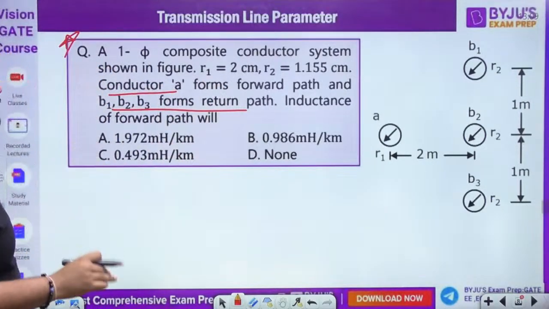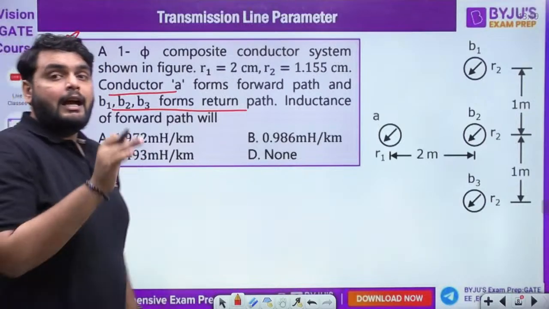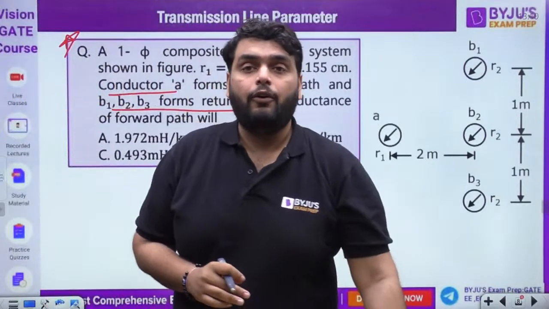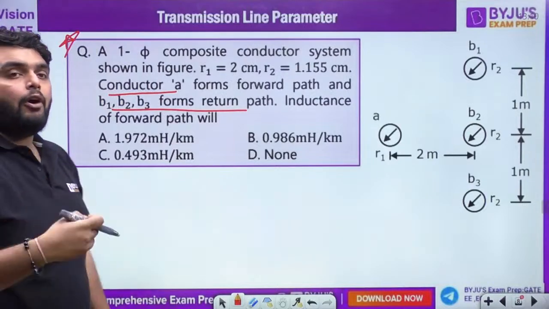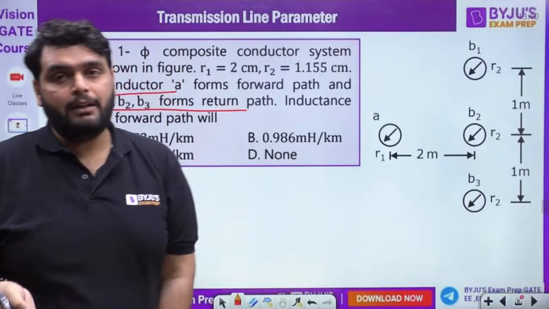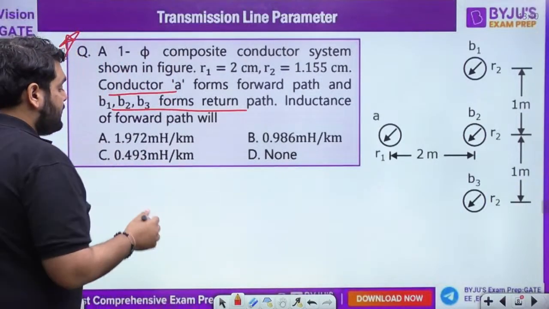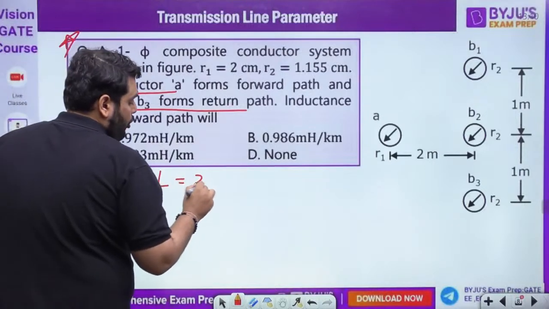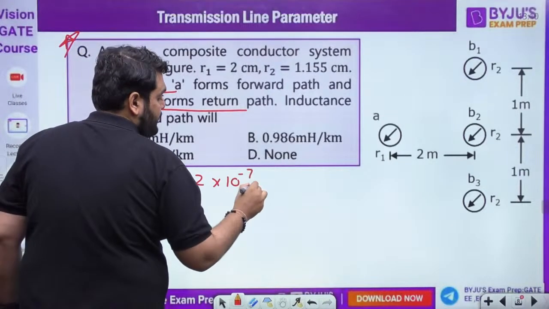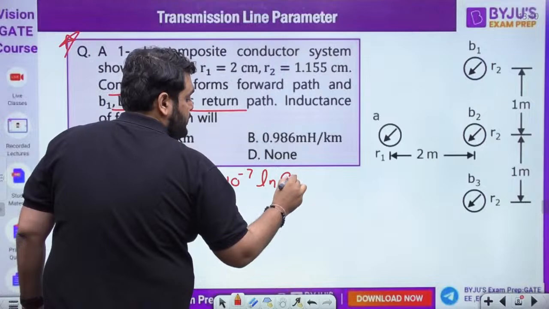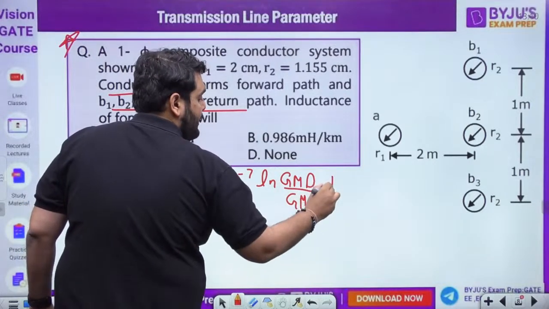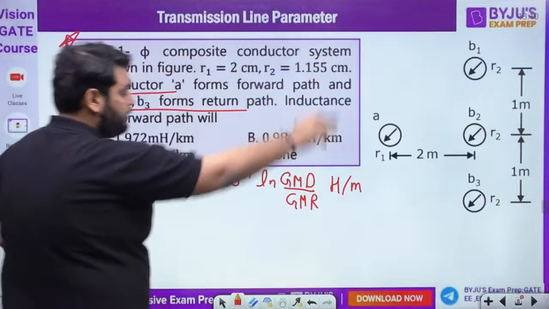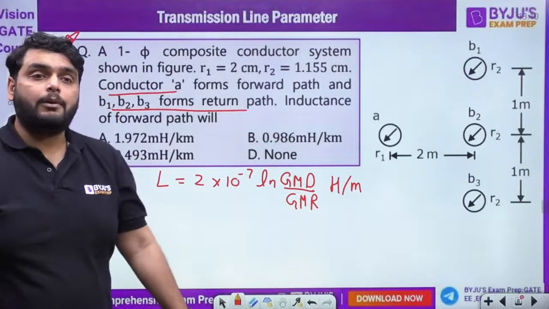What will be the inductance of the forward path? We need to find out the inductance of the forward path. ठीक है, forward path का हमें inductance find करना है. यहाँ पे फॉर्मूला क्या होता है inductance का? 2 into 10 raised to power minus 7 ln GMD divided by GMR Henry per meter. This is the formula of inductance.